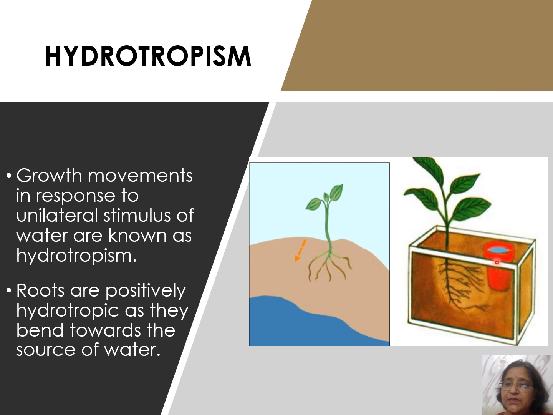This is the bucket or any cylindrical utensil you can have here. There are pores in it. Water is coming out of it. The plant is growing. The roots, you can see that this is growing in soil, of course. And the roots, you will see that they are moving towards the source of water. So this is the hydrotropic movement. The roots are showing the positive effect as they bend towards the source of water.